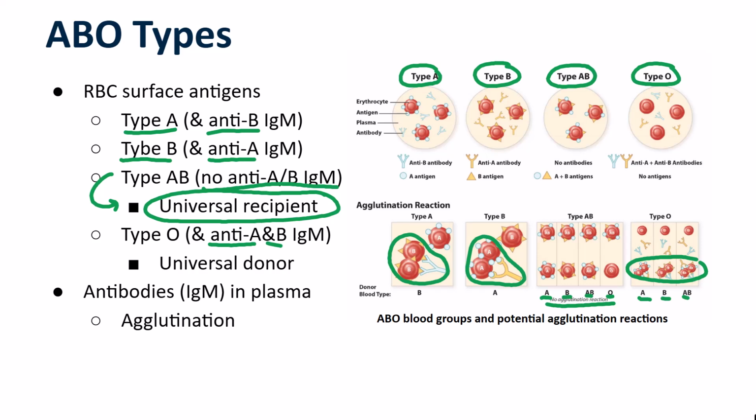However, because the O has 0 antigens on the surface of the red blood cells, they're capable of donating blood to any of the other blood types. And as a consequence of that, we say that someone who is type O is the universal donor.